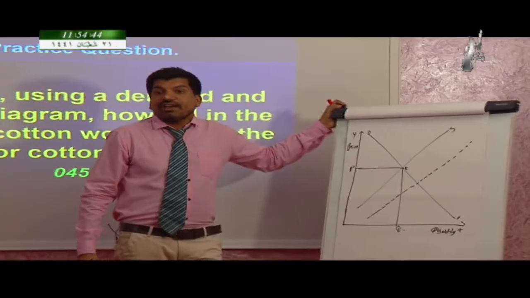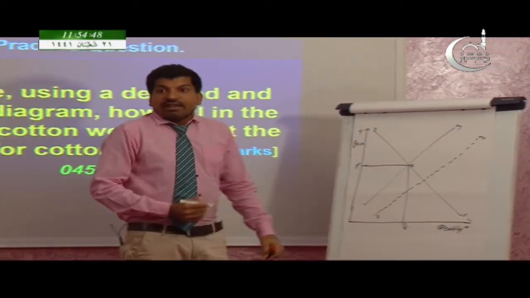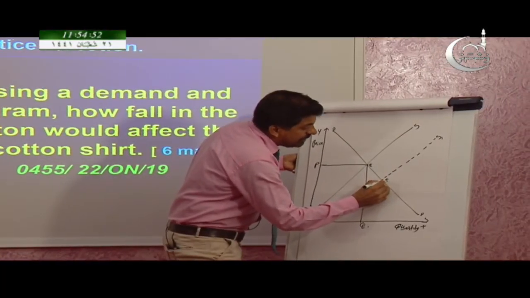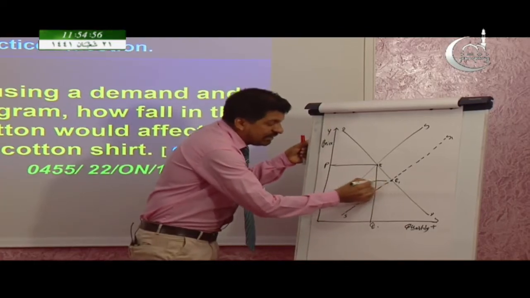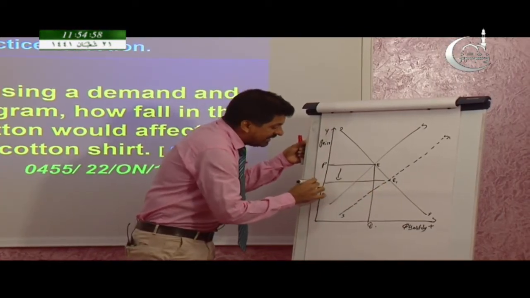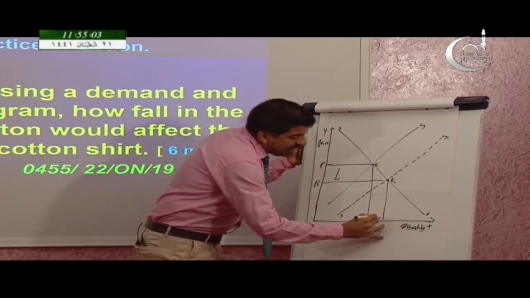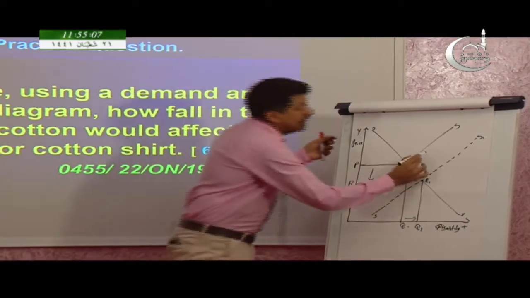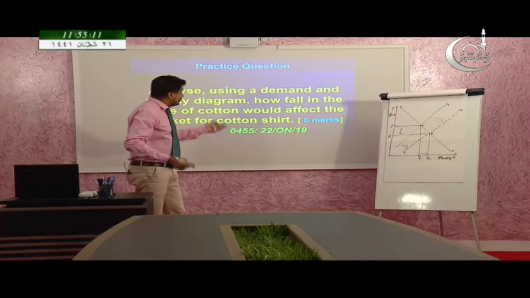The new supply curve we are getting. So this is the new supply curve. And where is the new equilibrium point? See, look at this. Here it is the new equilibrium point. And as a result, what is happening? Market price decreased from P to P1 and market quantity increased to Q1. So this is the diagram based on this question.